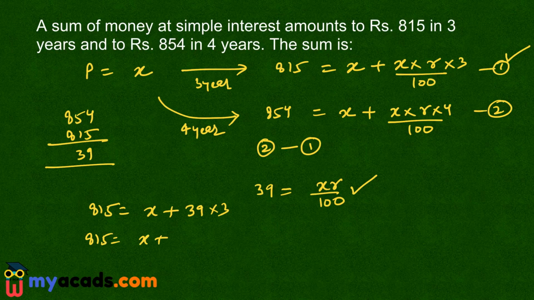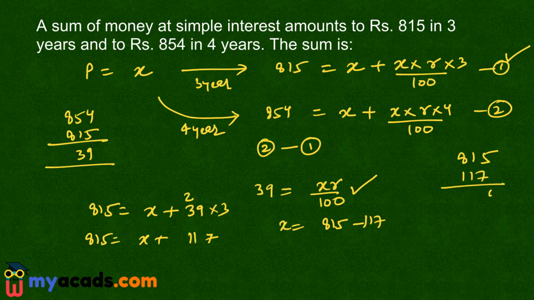Now 9 3s are 27, 7 3s are 21 plus 2 carry, 3 3s are 9 plus 2 is 11. So X is 815 minus 117. 815 minus 117. 15 minus 7 is 8. 10 minus 1 is 9. 7 minus 1 is 6. So my X is 698. So this is my answer.